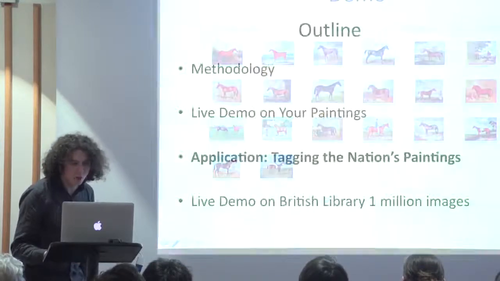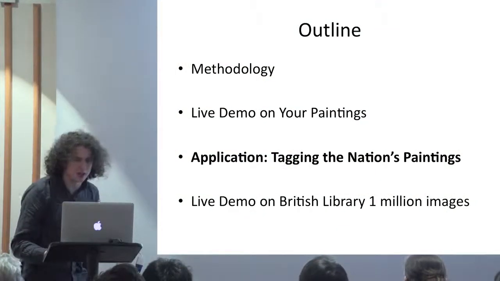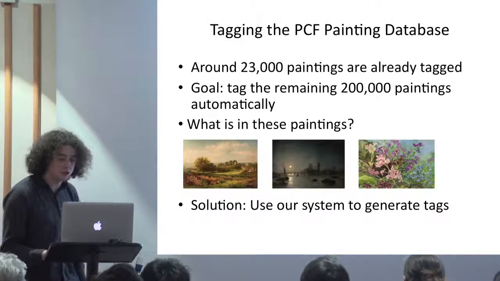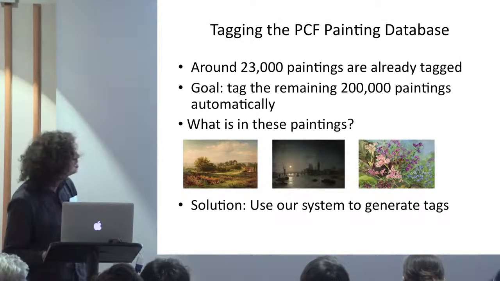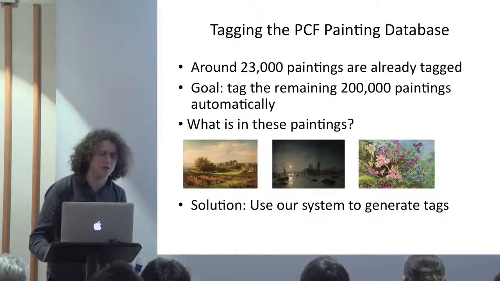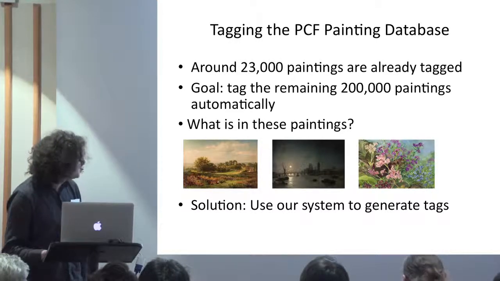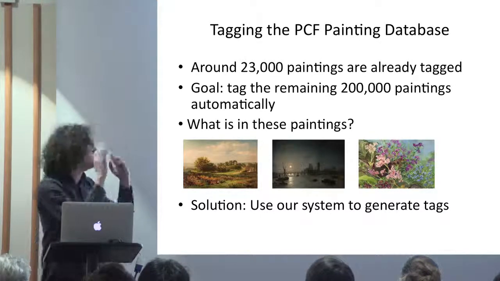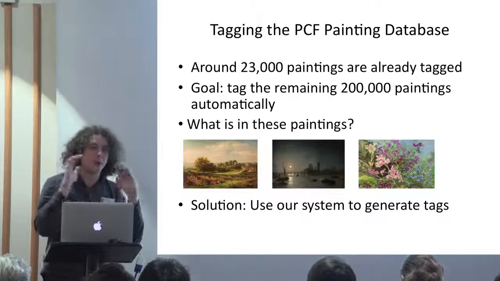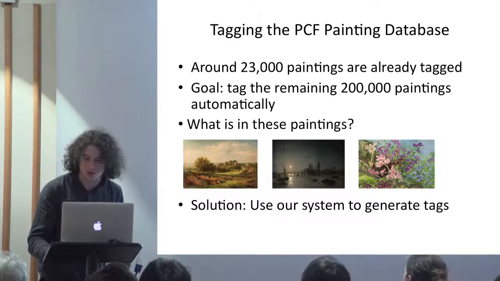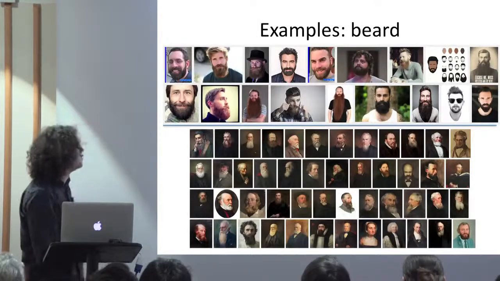Okay, so what is an application of this, apart from just looking at things you like? Well, your paintings, as I mentioned, is 200,000 paintings taken from UK galleries. And what's in these paintings? Well, a fraction of them are annotated, so you can see what was in those. But most of them aren't. So our system is able to generate tags. So we learn what objects look like on the fly. We apply them to these paintings and we look at the results. And oh, look, there's loads of horses, loads of dogs, etc. So I can show you some cool examples now.